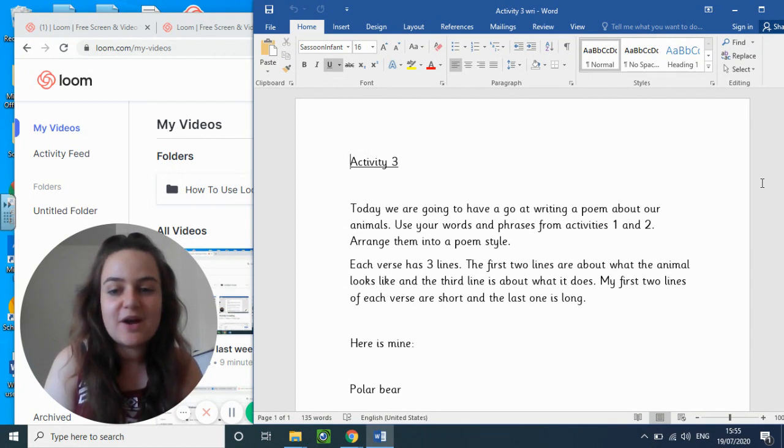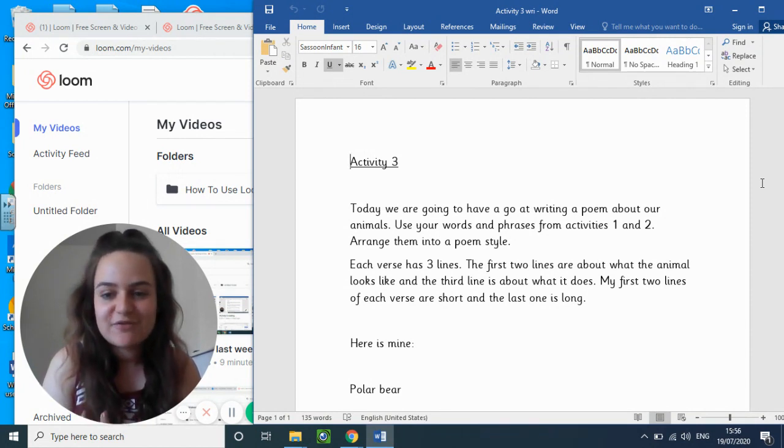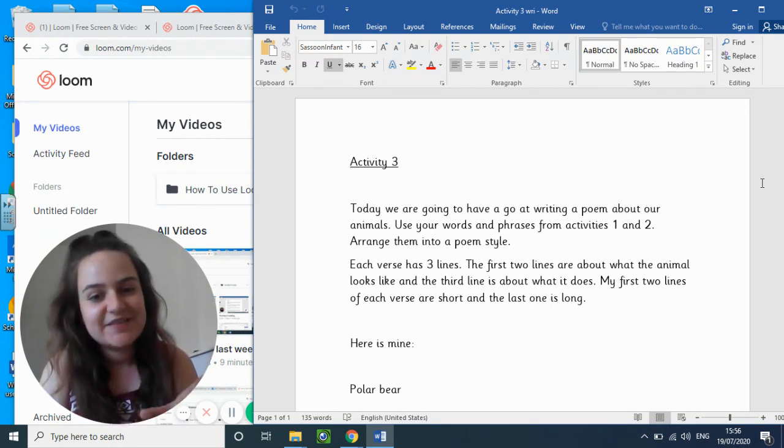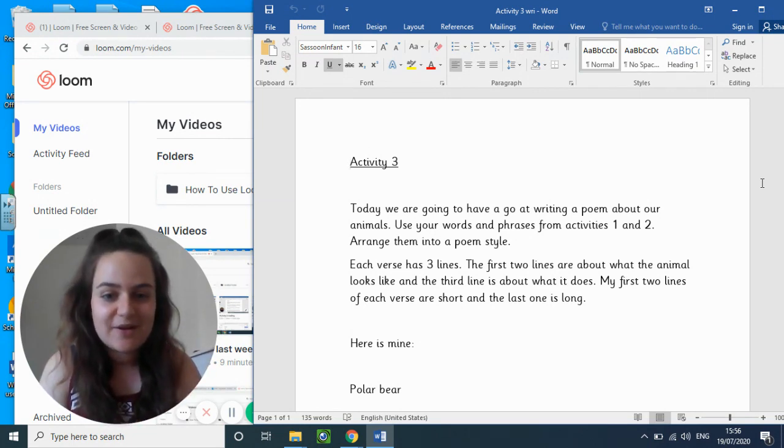So we are going to use our words to describe what the animal looks like from activity 1 and our words to describe what the animal does and how it moves from activity 2, and we're going to put them together to make our poem.